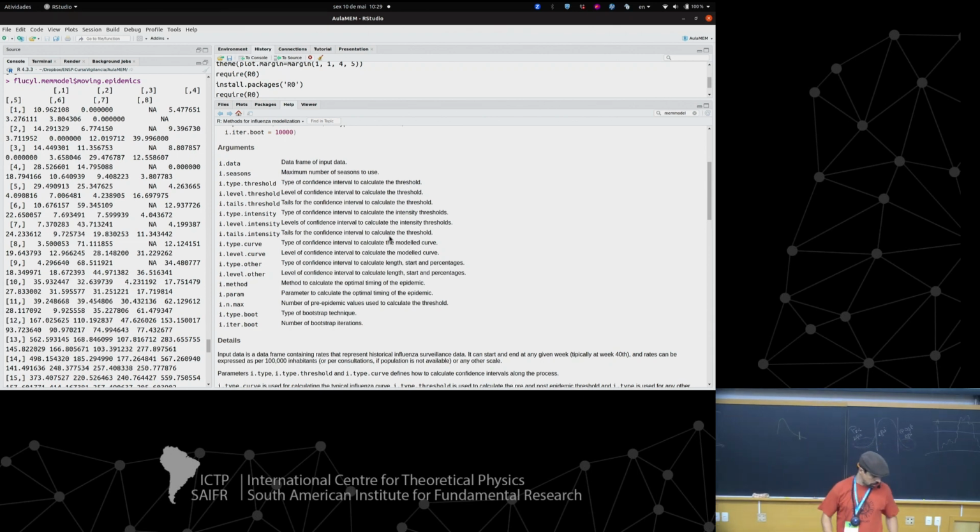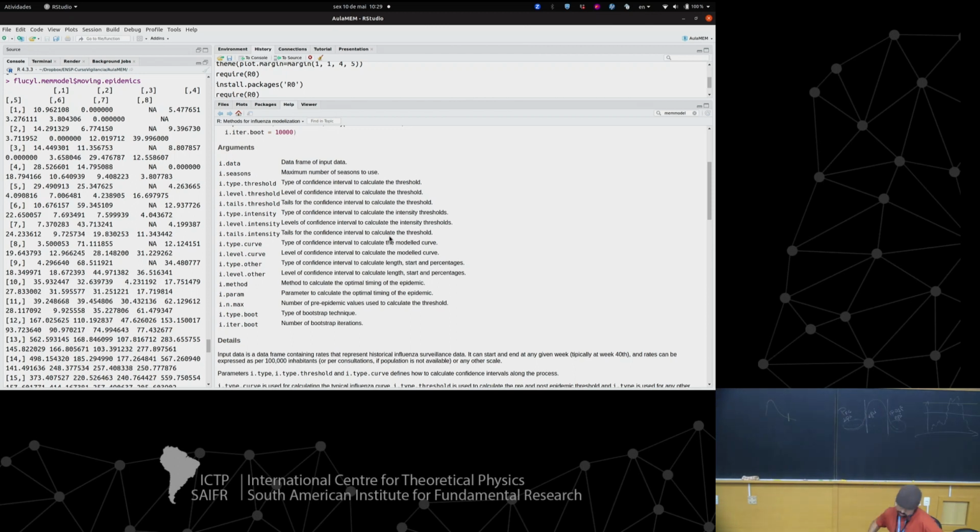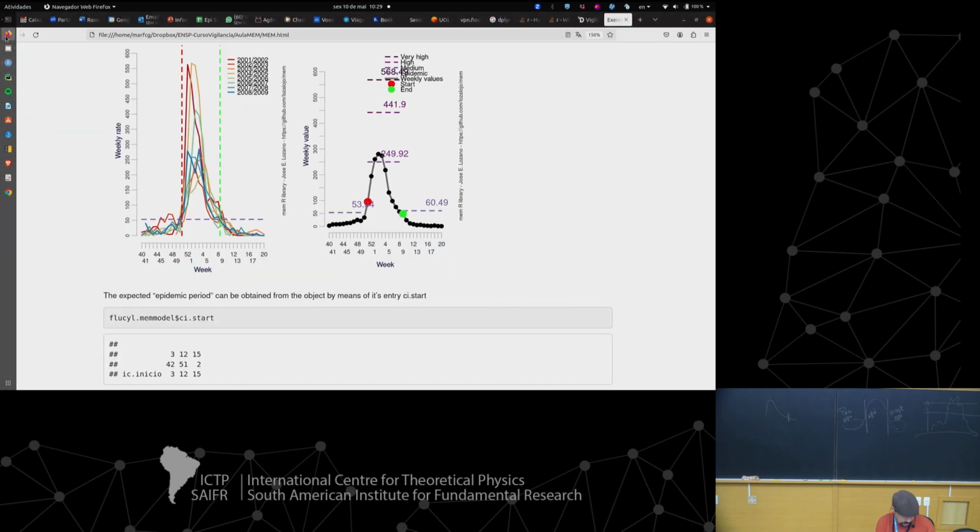Now, there are lots and lots of things. If one wants to use this method, it's worth sitting down and going over the documentation. Now, to wrap it up, let me show you here.